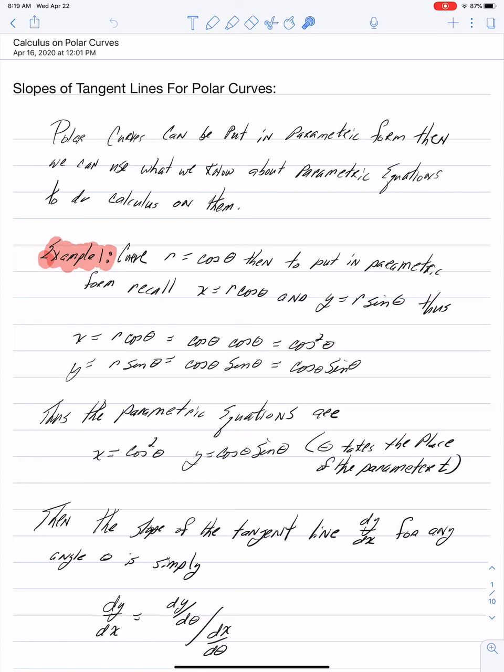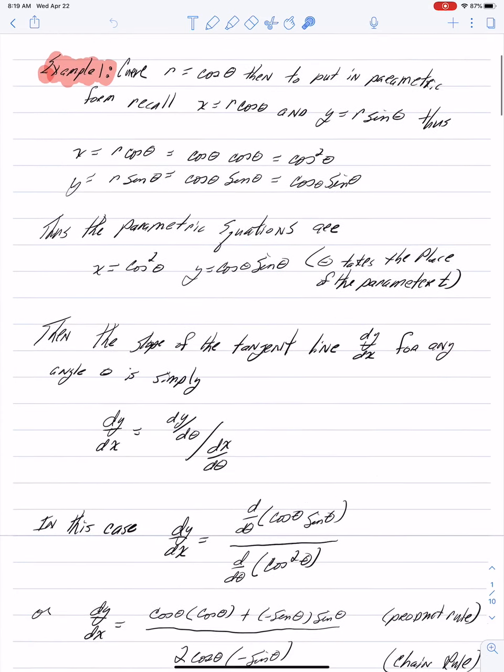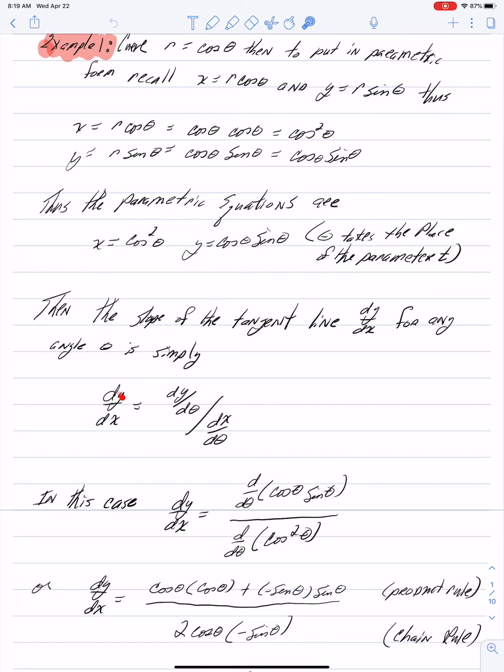That gives us a set of parametric equations. X is cosine squared theta, y is cosine theta sine theta, and again, theta is my parameter, as opposed to previously when we had t as a parameter. If you recall how one computes dy dx, the slope of the tangent line, when I have a parametric equation it simply is dy d theta over dx d theta. Previously it was dy dt divided by dx dt.